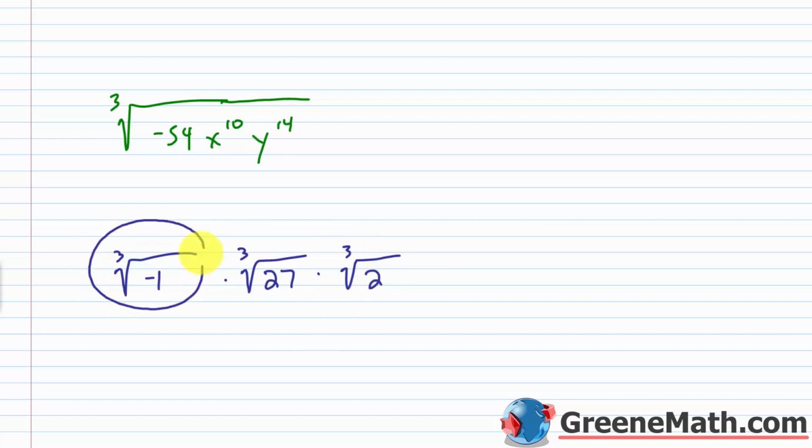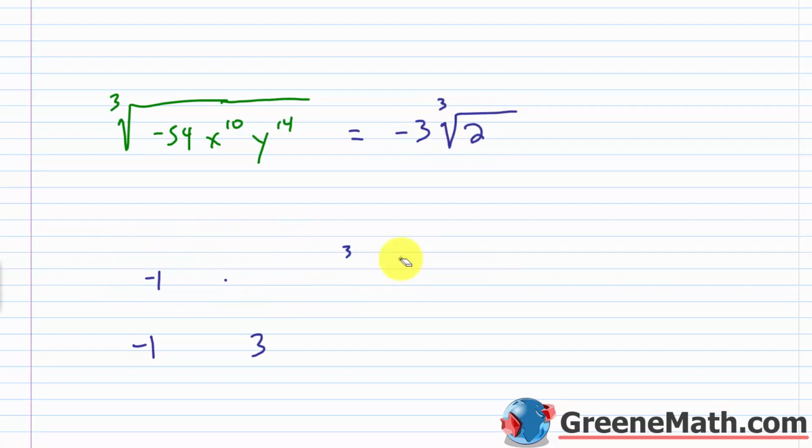So this can be simplified. The cube root of negative 1 is negative 1. This can be simplified. The cube root of 27 is 3. And this can't be simplified. So I'm going to say this is equal to negative 3 times the cube root of 2.